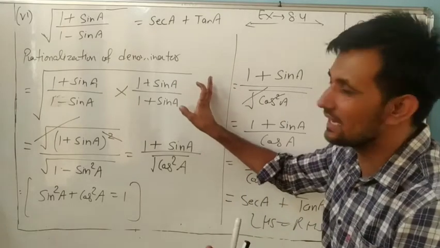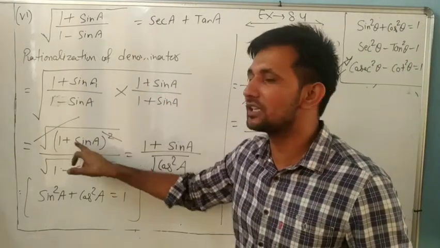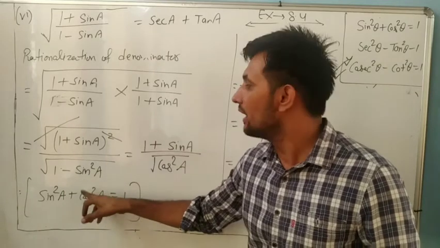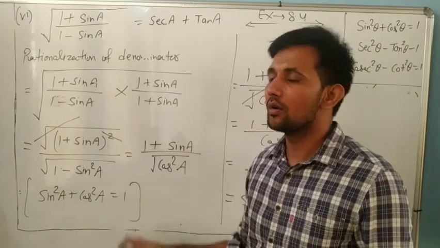Only rationalization, and it becomes the a plus b square formula, a square minus b square, and we will use this one. Okay, dear? So please note it down.